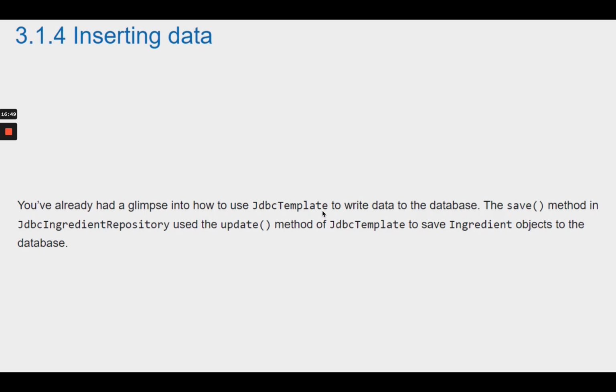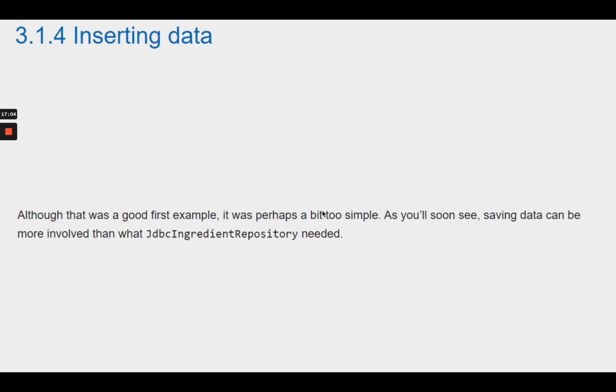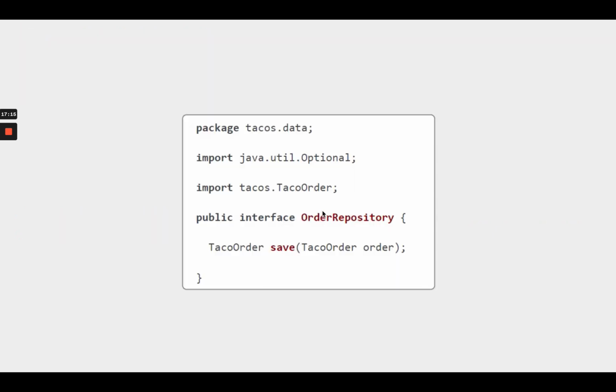Section 3.1.4 Inserting Data. You've already had a glimpse into how to use JdbcTemplate to write data to the database. The save method in JdbcIngredientRepository used the update method of JdbcTemplate to save ingredient objects to the database. Although that was a good first example, it was perhaps a bit too simple. As you'll soon see, saving data can be more involved than what JdbcIngredientRepository needed.